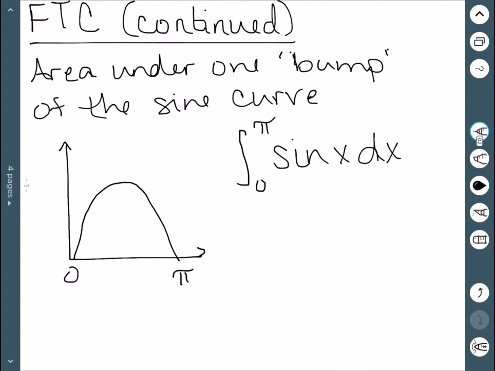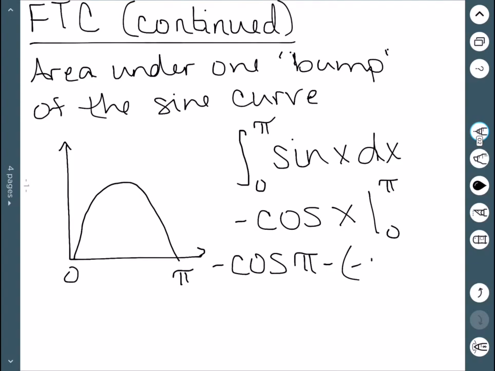We know that the antiderivative of sine of x is negative cosine, because the integral of negative cosine is positive sine. And we're going to evaluate this between 0 and pi. So we start with our upper limit. Negative cosine pi minus negative cosine of 0. Cosine of pi is negative 1, so negative negative 1 is 1, plus cosine of 0 is 1. So the area under one bump of the sine curve is 2.